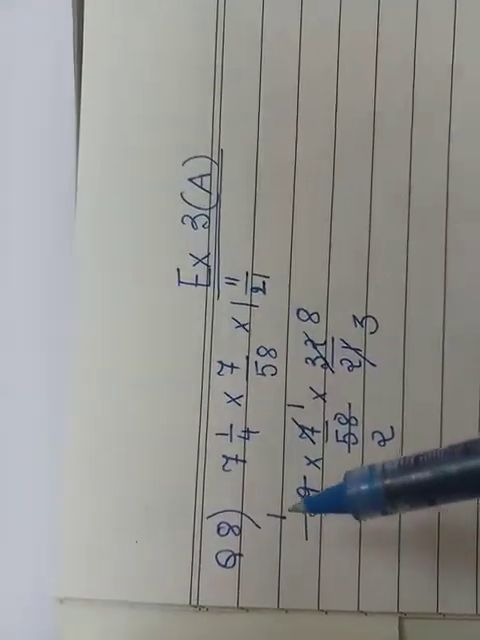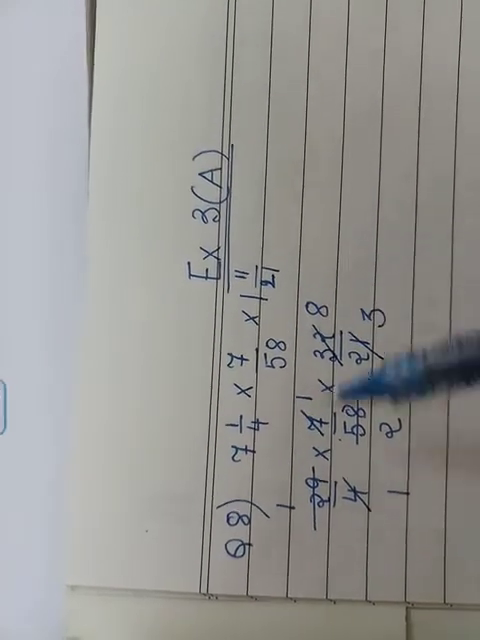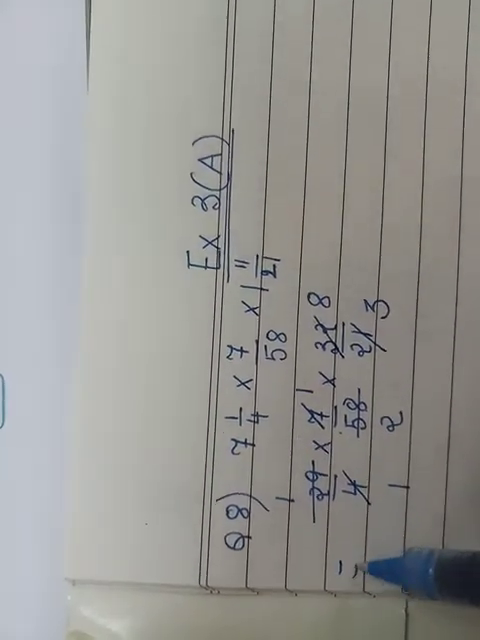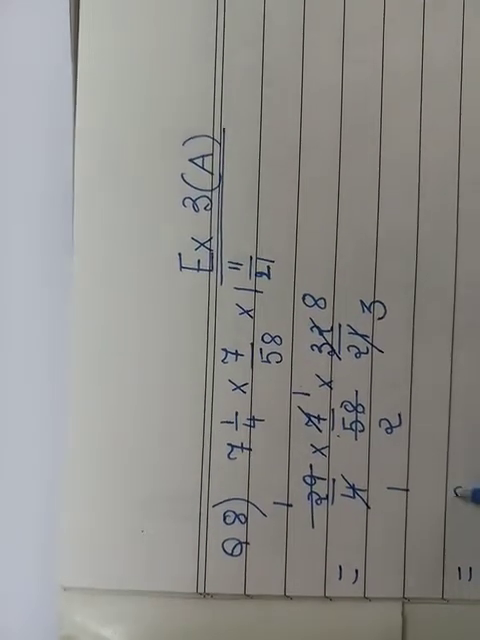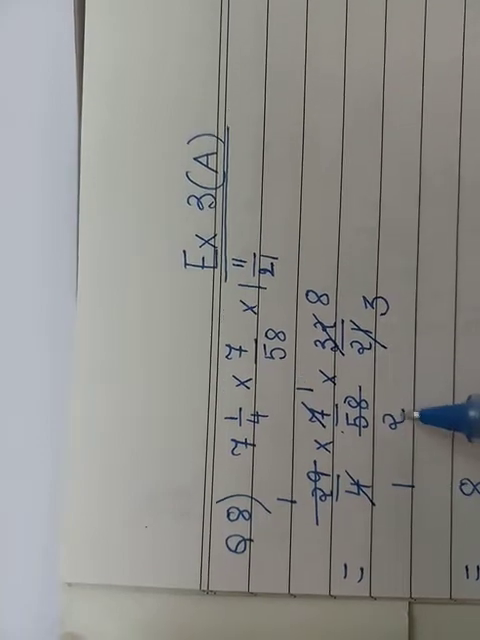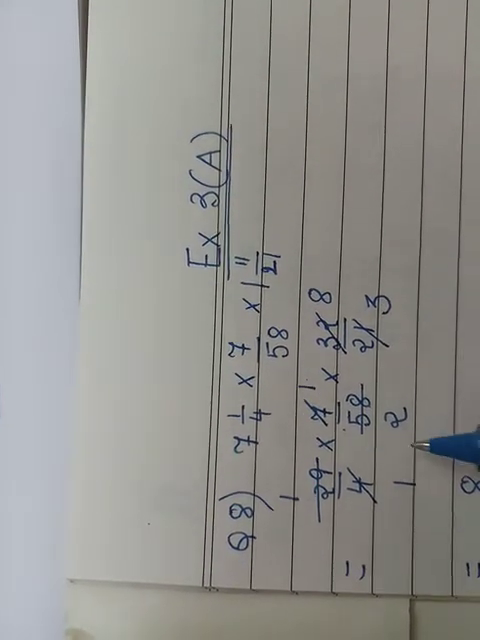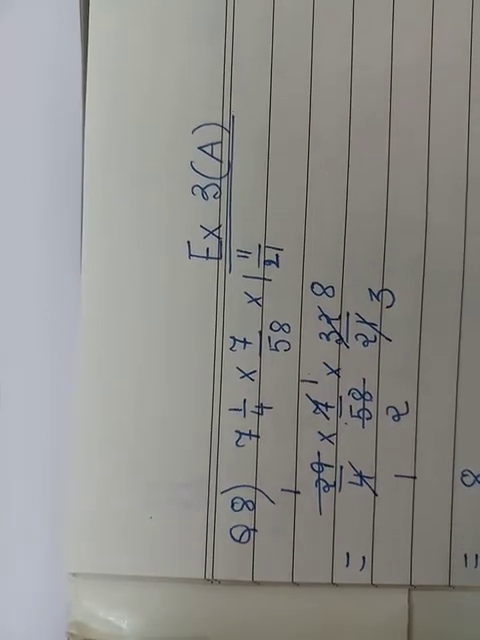Now what are we left with in the numerator? 1 into 1 into 8. So that will give you 8. Now what are we left with in the denominator? 1 into 2 into 3. That will give you 3 2s is 6, into 1, 6.